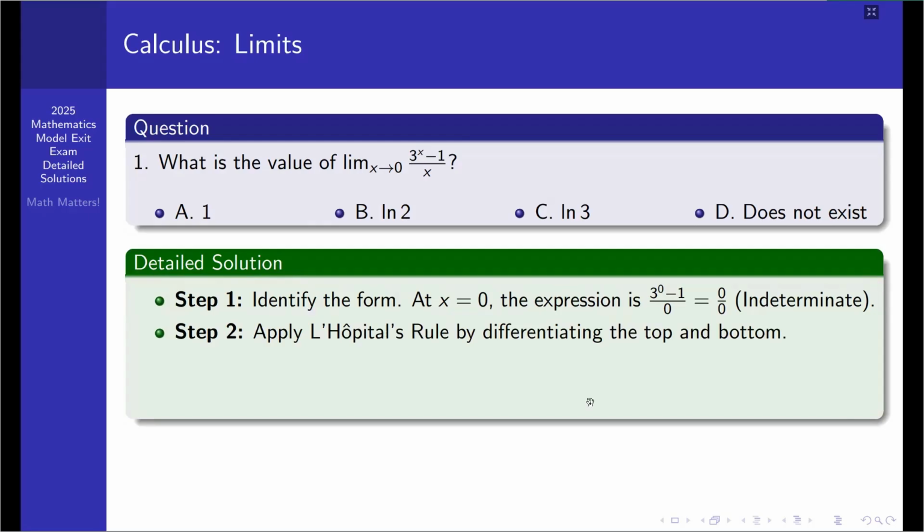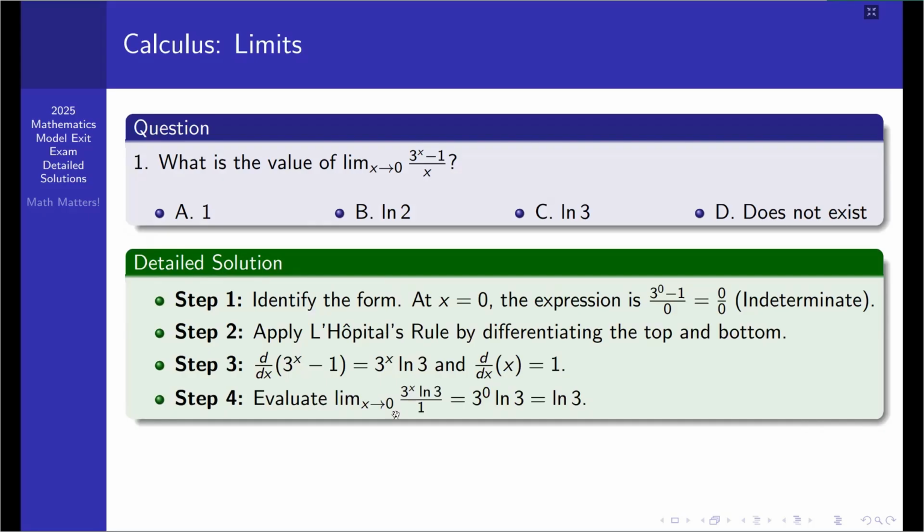Therefore, applying L'Hopital's rule, differentiating the top, that is the numerator, and the bottom function separately, we have the derivative of the numerator, 3 to the power of x minus 1, is equal to 3 to the power of x times ln 3, and the derivative of the denominator, that is d by dx of x, is 1. Therefore, its limit will be 3 to the power of 0 times ln 3, which is ln 3.